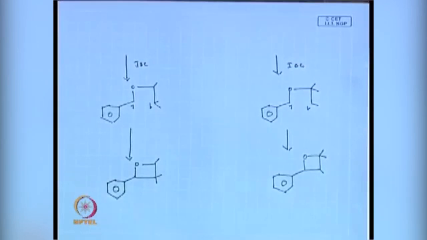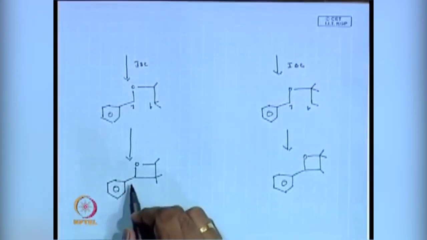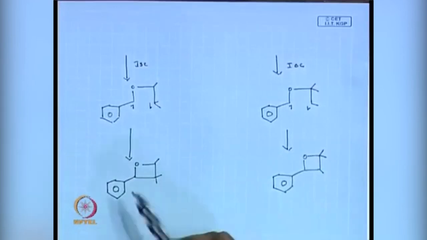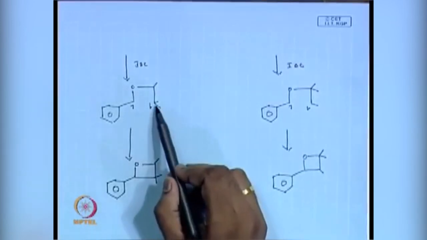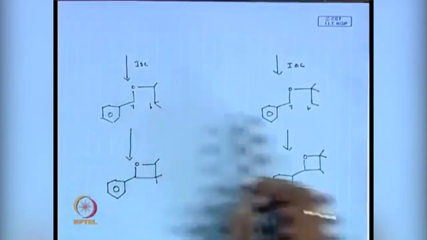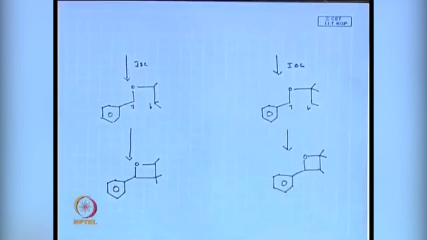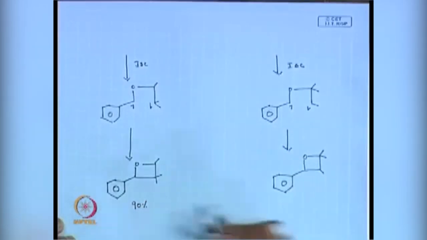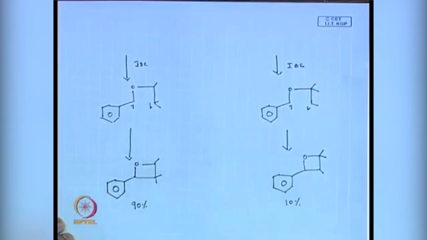So then which is the major product? This one is the major product, okay. Because it is with respect to the stability of your radical, right, because here you are getting a tertiary type of radical, and in this case you are getting a secondary type of radical. So this will be 90%, and this is the remaining 10% which they got.